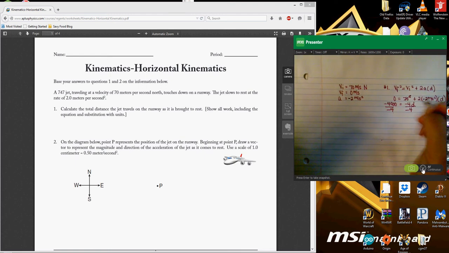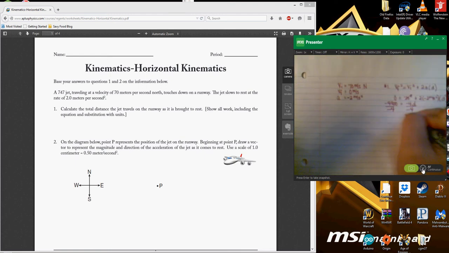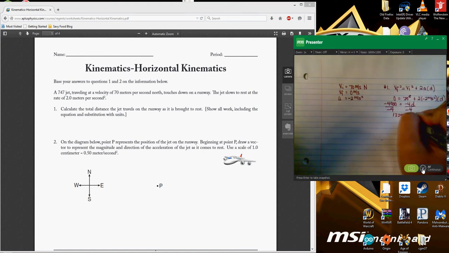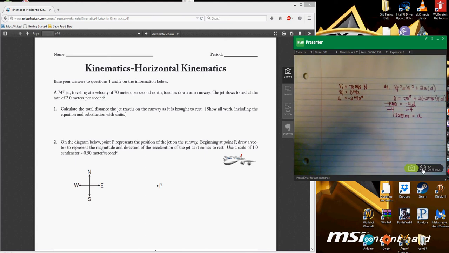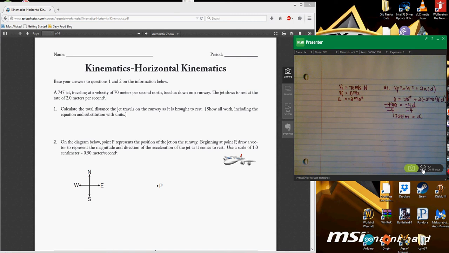So we're going to square 70, and that's going to give us 4,900. And we're going to move that over to the left, so that it becomes negative 4,900. And then we're going to multiply 2 times negative 2, which gives me negative 4, and that's also with our distance d. So we're going to divide both sides by negative 4. And that's going to give us a total of 1,225 meters, which is equal to your distance. Now, if you think about that as far as a plane landing, and it's a 747, that makes a lot of sense. So this would be a correct answer.